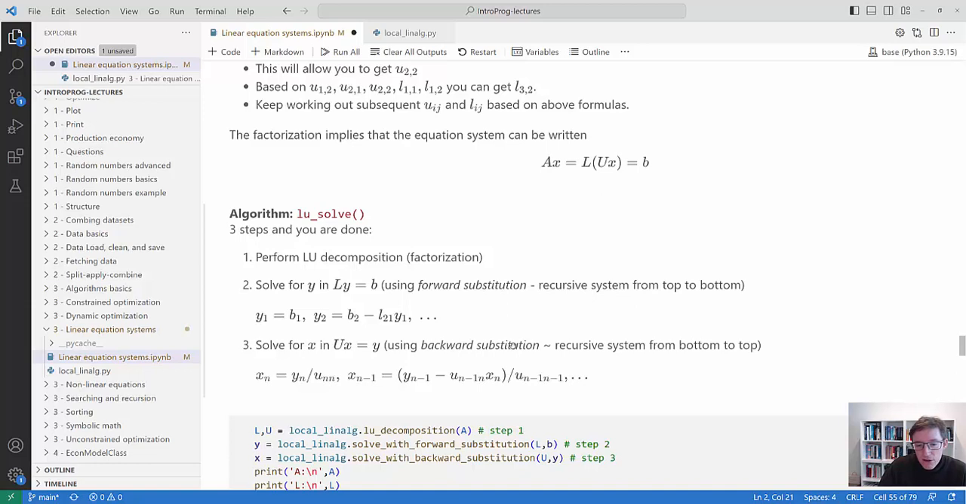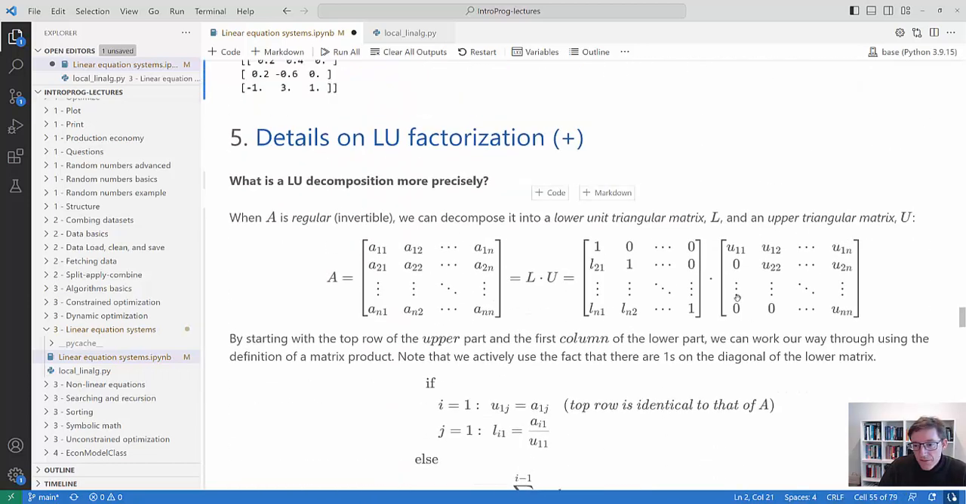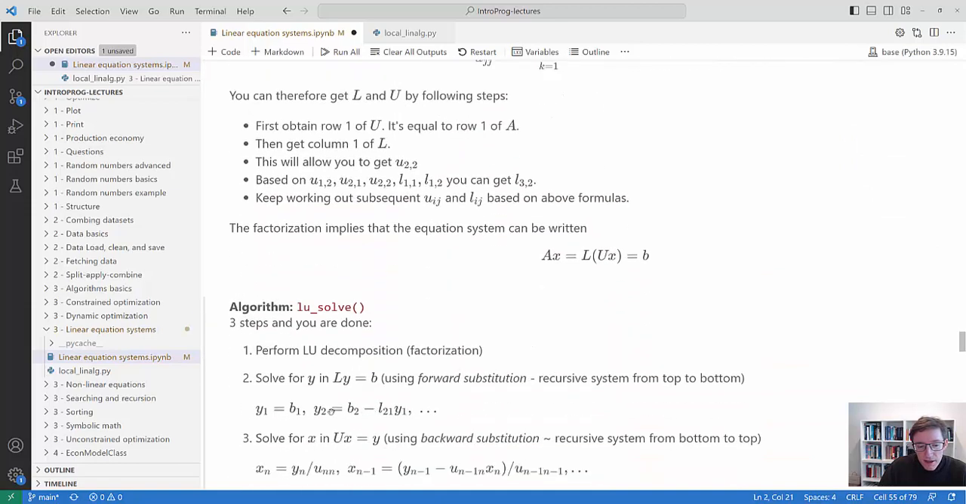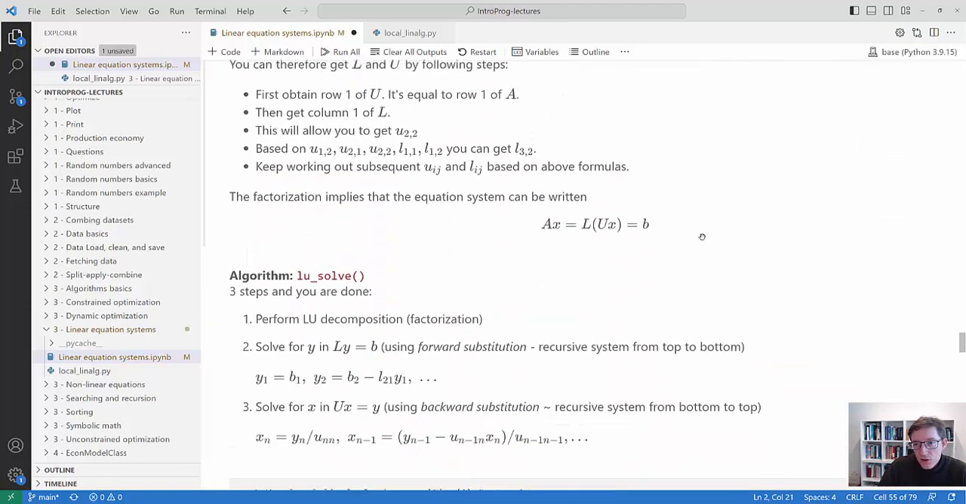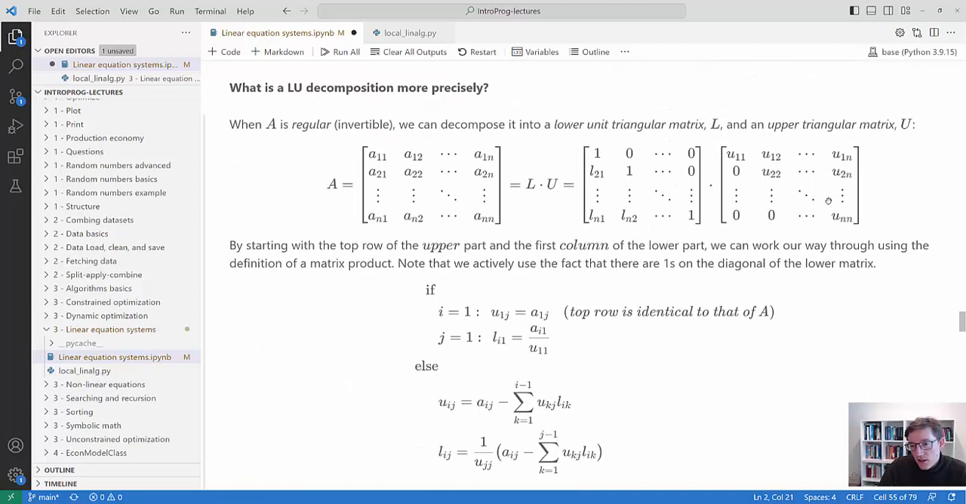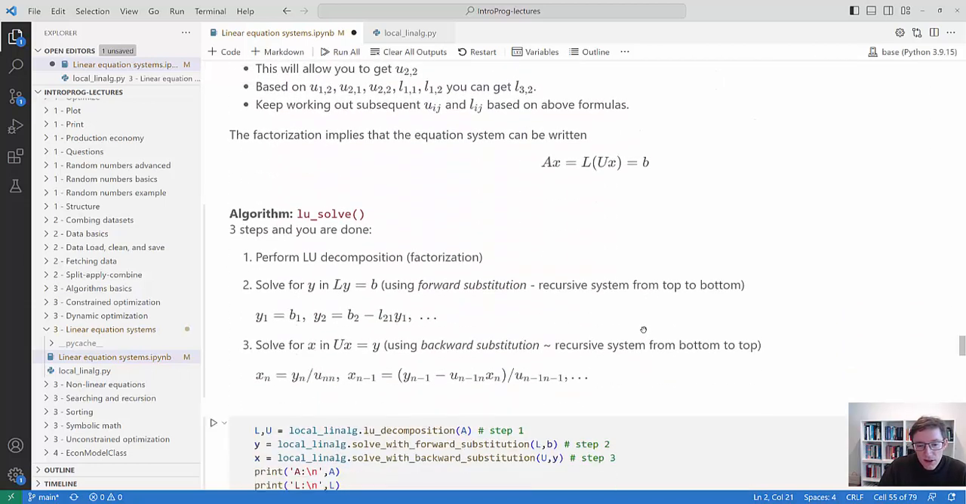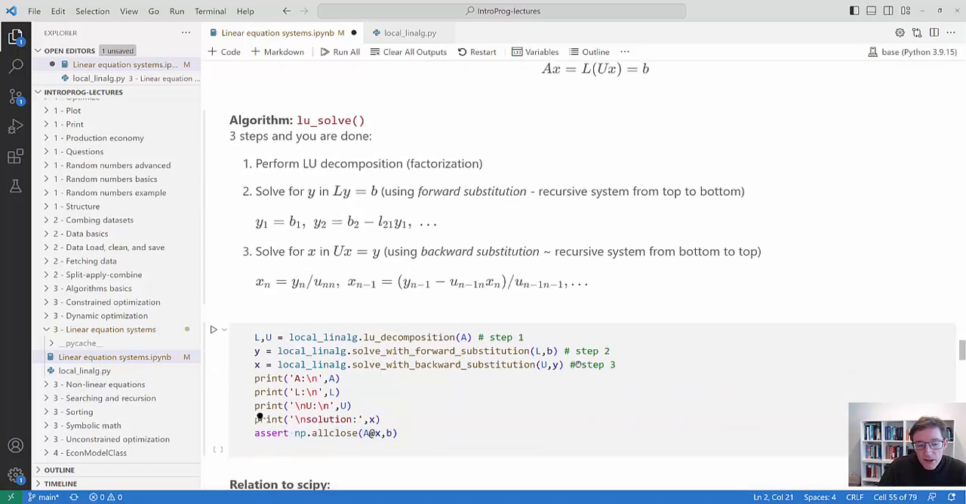You can do this by backward substitution, which is a recursive system from the bottom to the top instead. So now you can see that, if you start from the last one here, then you know that the solution must be what's on the right hand side divided by this. And then you can go one step back, and now this is a bit bad in the way it's written here, but then you will only have two elements here, and then you can do a similar thing. And then you can solve the equation system very simply.